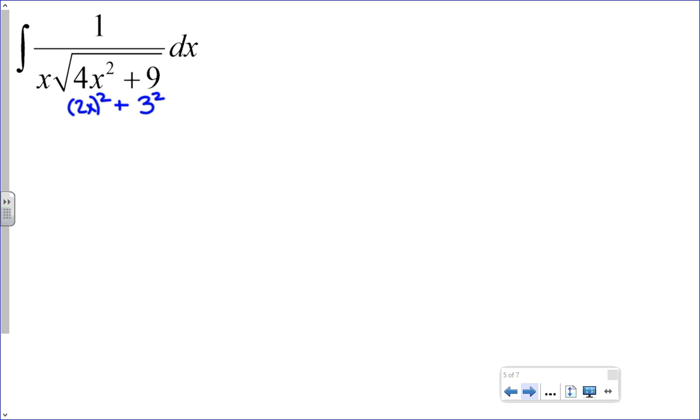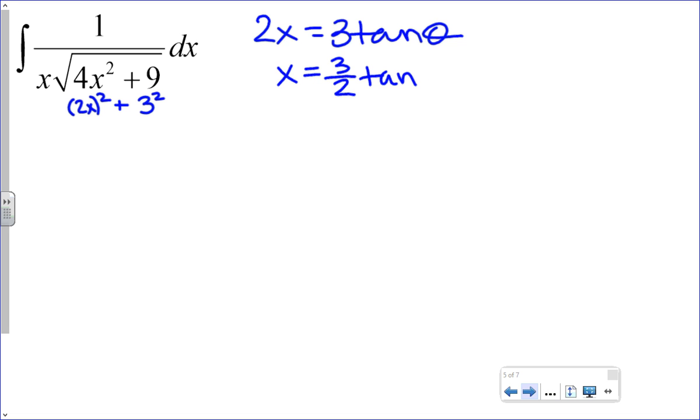So instead of x equaling, well, which trig function do we need to use for this substitution? Tangent. Instead of x equals a tangent theta, we need 2x equals 3 tangent theta. And since we're going to have to replace x's and dx, you should probably go ahead and rearrange it so that x is 3/2 tangent theta, so that you can get your dx by itself.